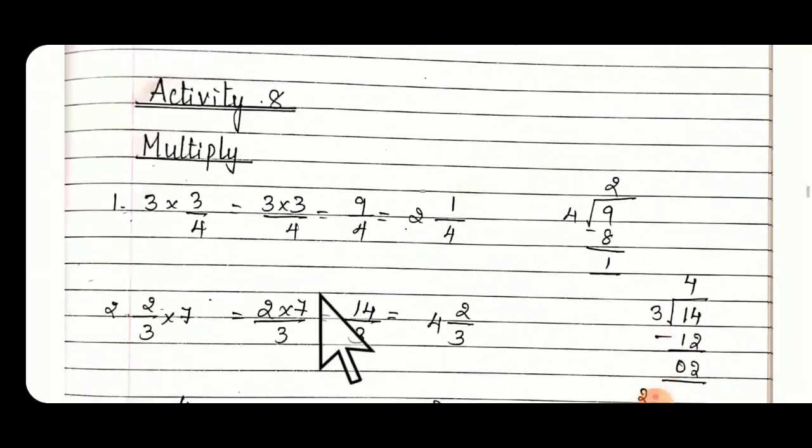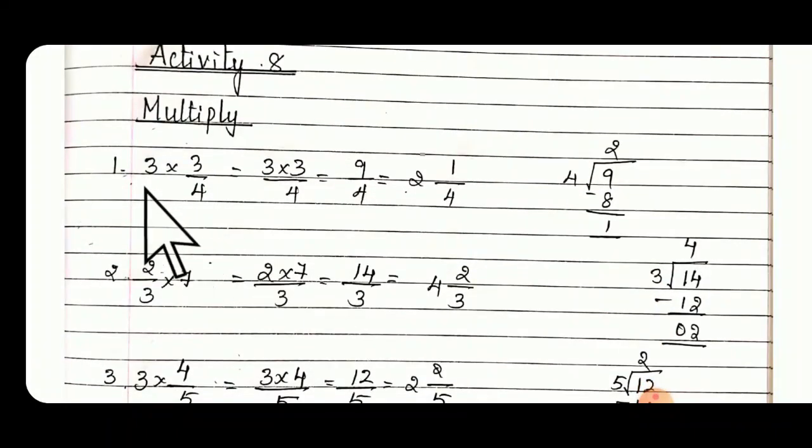Let us go for activity 8. Multiply 3 into 3 by 4. So how will you write? It is equal to 3 into 3 and denominator remains same. So 3 threes are 9. 9 by 4. Convert into mixed fraction. If you divide, you will get the answer 2 1 by 4.